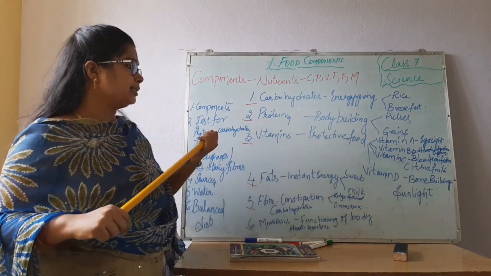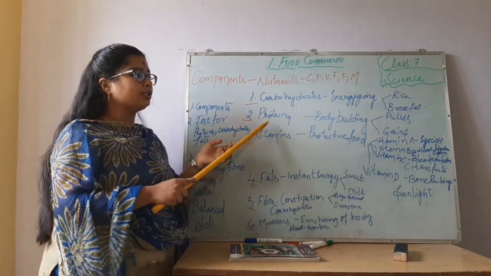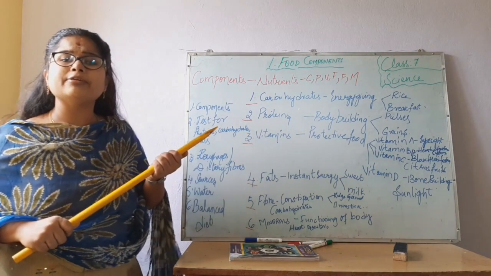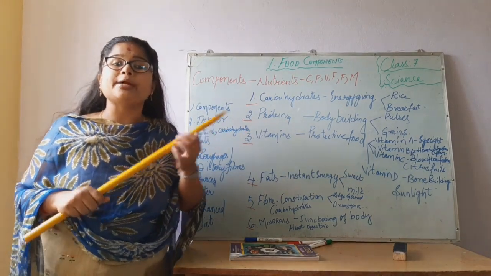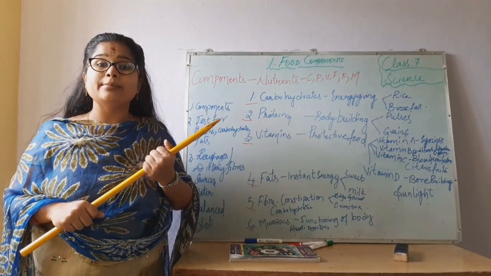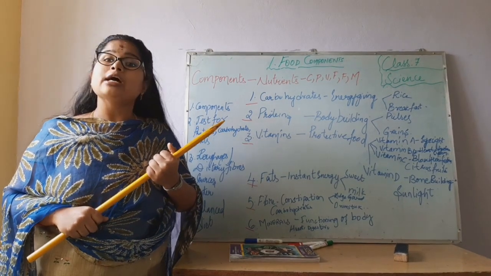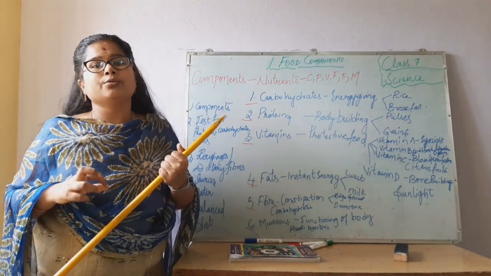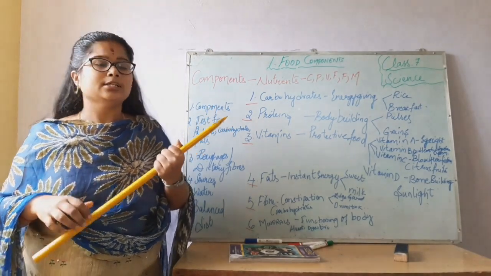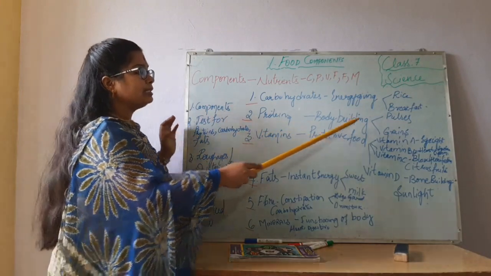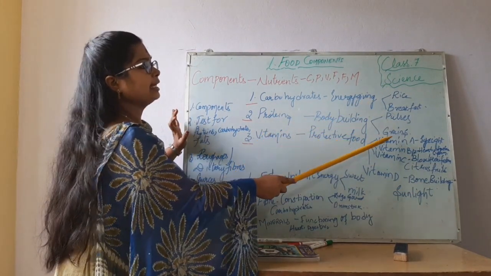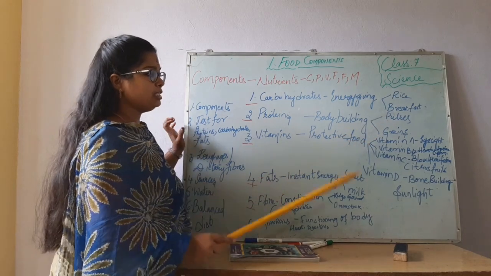So next, the second one is proteins. In what are you going to have these proteins? Proteins are for body building. For body building, you need these proteins. Proteins will give you good body building, with your bones and all, isn't it? In pulses and grains you will have these proteins.